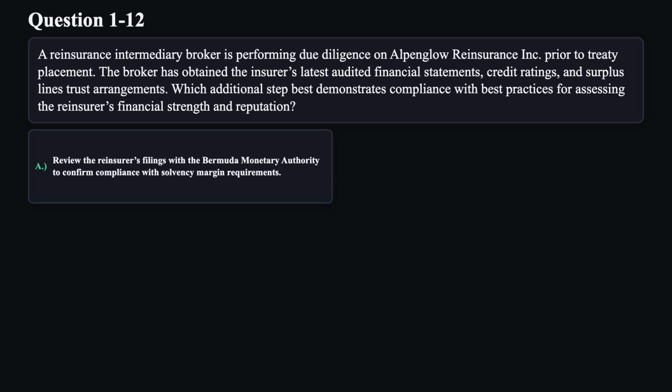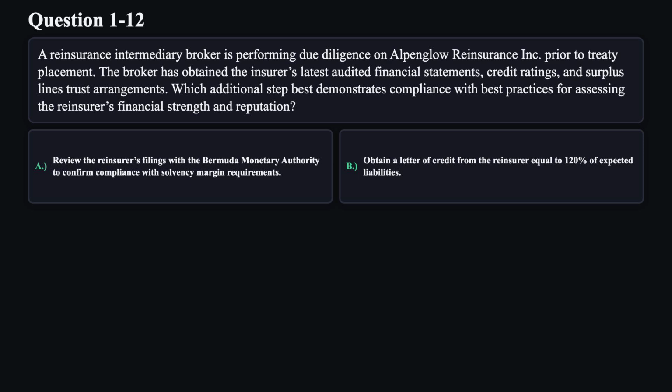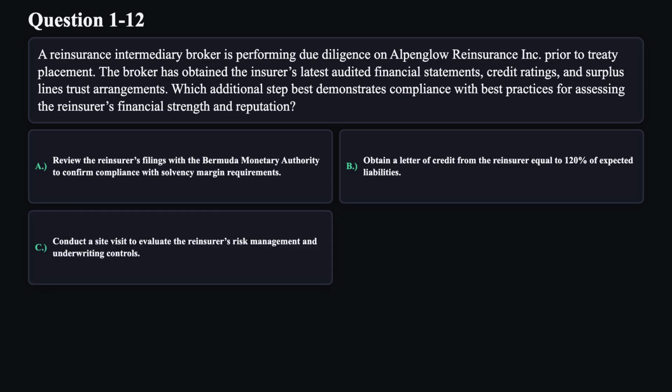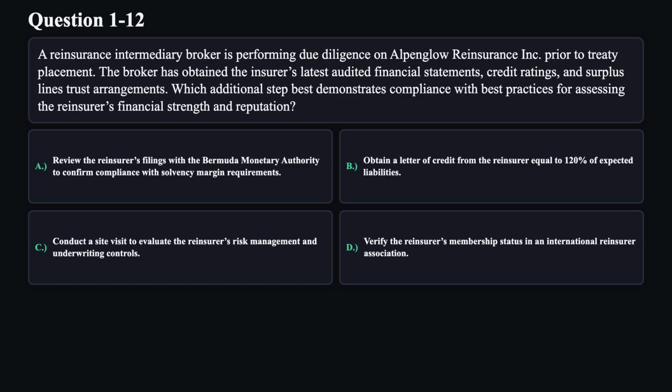A. Review the reinsurer's filings with the Bermuda Monetary Authority to confirm compliance with solvency margin requirements. B. Obtain a letter of credit from the reinsurer equal to 120% of expected liabilities. C. Conduct a site visit to evaluate the reinsurer's risk management and underwriting controls. D. Verify the reinsurer's membership status in an international reinsurer association.